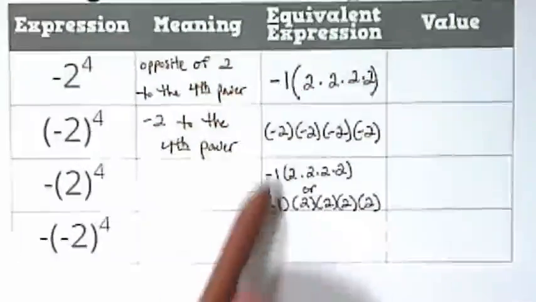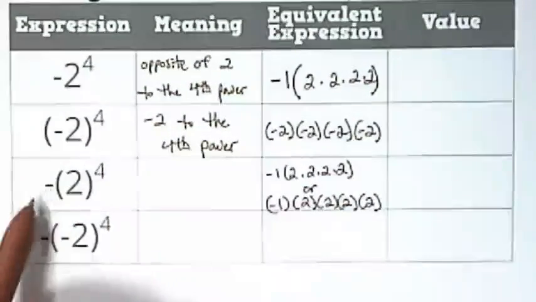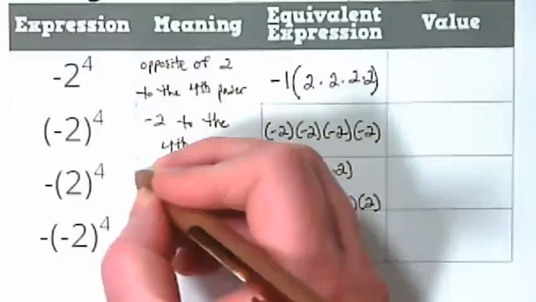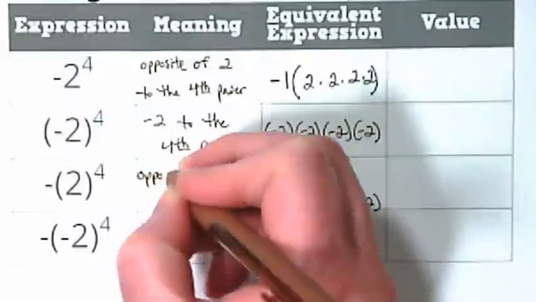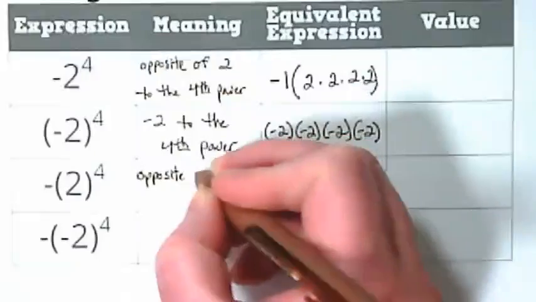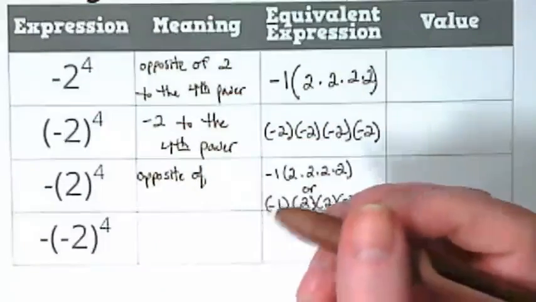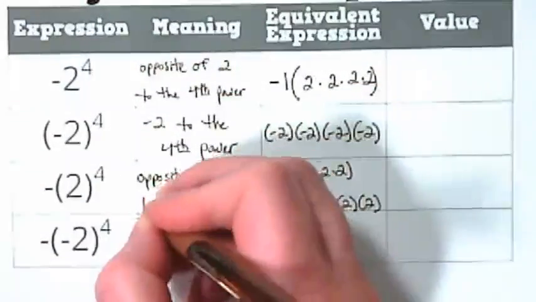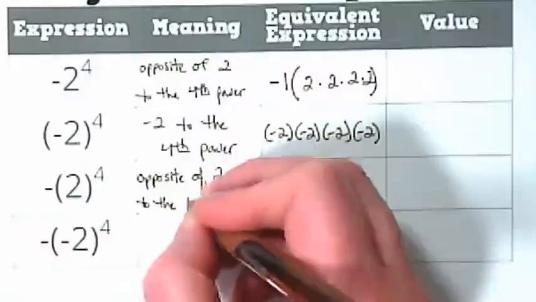But because there is a negative 1 out front, or there's a negative outside the parentheses, both of these meanings start off with the word opposite. Opposite of, to the fourth power.